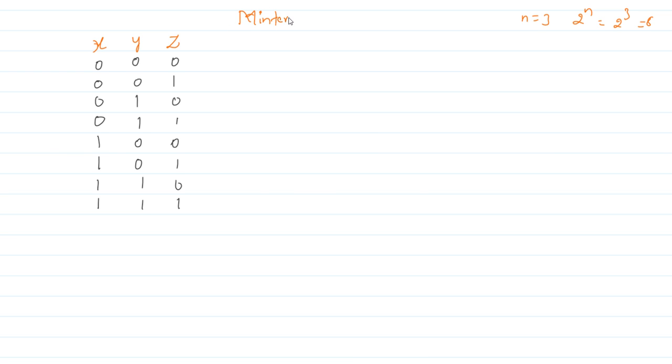Mean terms. First I will write the term here. What is the designation? I will tell you how the designation can be written. And one more thing you have to remember, that the mean term always produces result as 1.